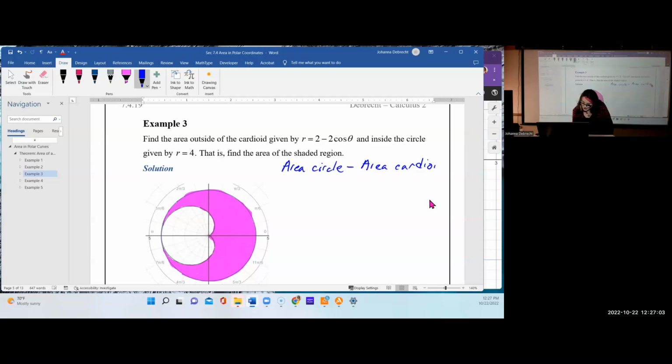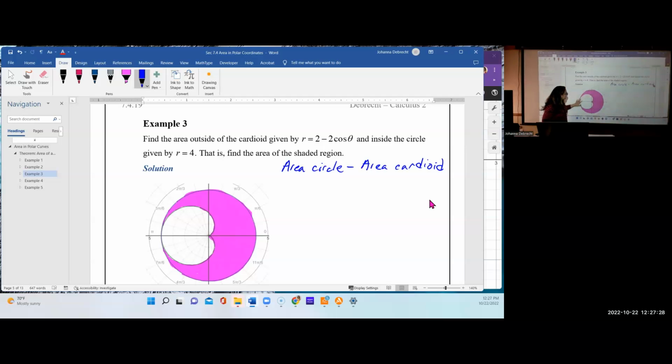Now we can also exploit symmetry here, because we know that the cardioid is symmetric across the polar axis. So I have as much area above as I have below. And that might make it easier to compute, easier to find the angles. Or we can use Desmos to graph it, and we can graph it all the way around. You can do it multiple ways. All the ways will give the same result.